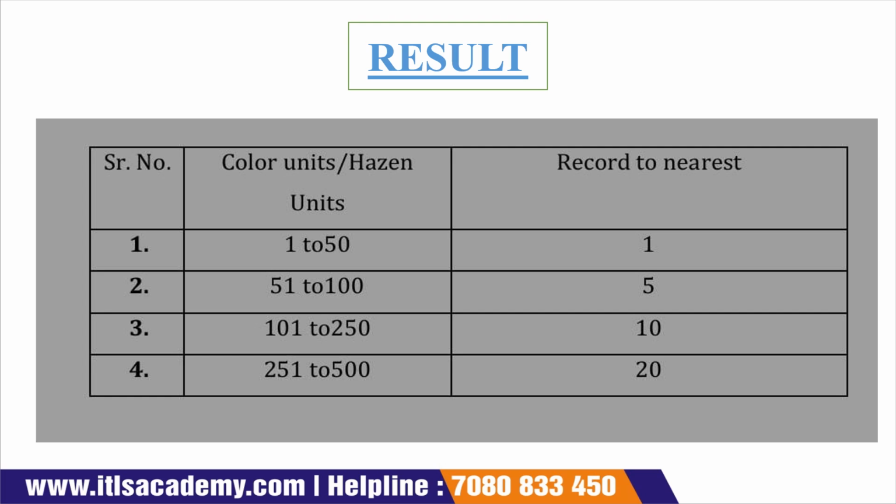Now the result. Okay, we all know that if the color in Hazen units is in the range of 1 to 50, then record to the nearest 1. And if it is in the range between 51 to 100, then record to the nearest 5. 101 to 250, then record to the nearest 10. 250 to 500, then record to the nearest 20. Okay. So this is all about the measurement of color by using the Cobalt Method. I hope you will understand.